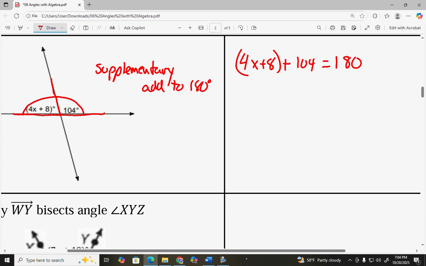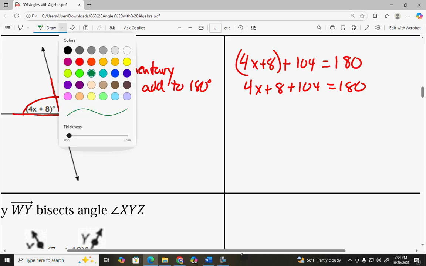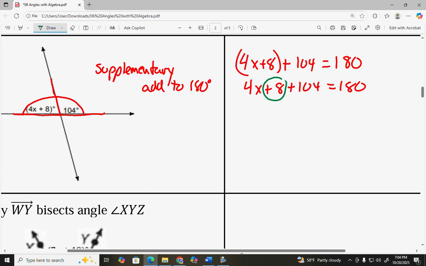180. Now, honestly, these parentheses around the 4x plus 8 weren't necessary, so I'm just going to take the parentheses away, because you don't want parentheses if you're trying to combine like terms. And that's what I want to do next. I want to combine the 8 and the 104. Remember, you are allowed to use a calculator, so if you need to go get yourself a calculator, hit pause and go get it now.